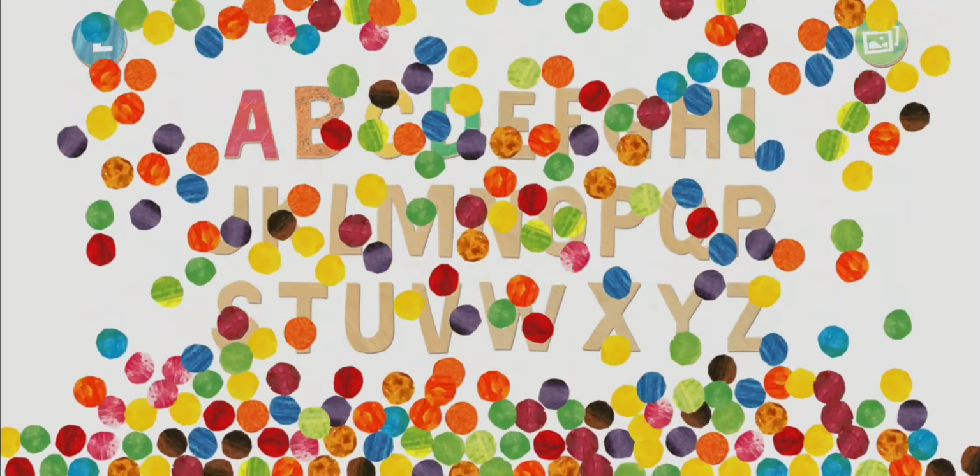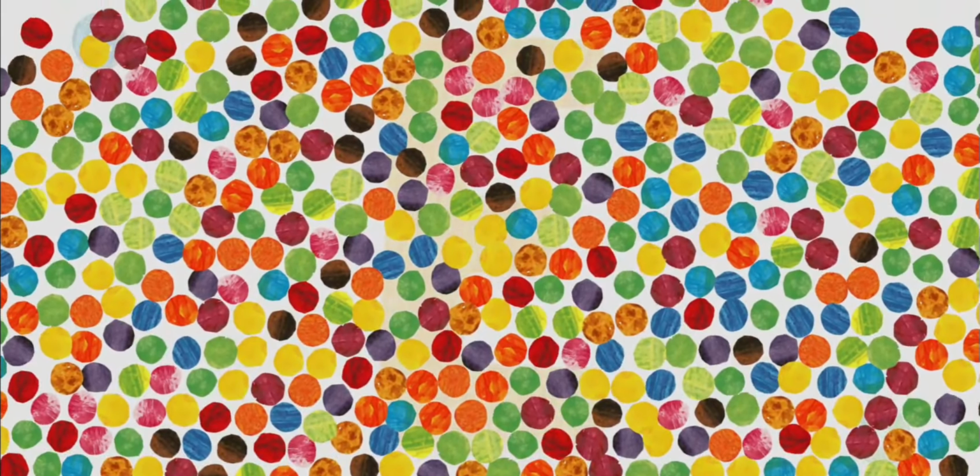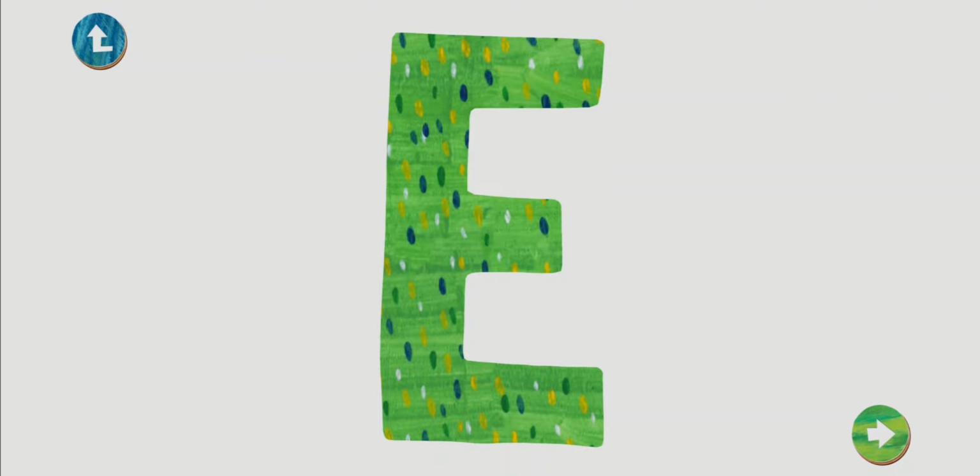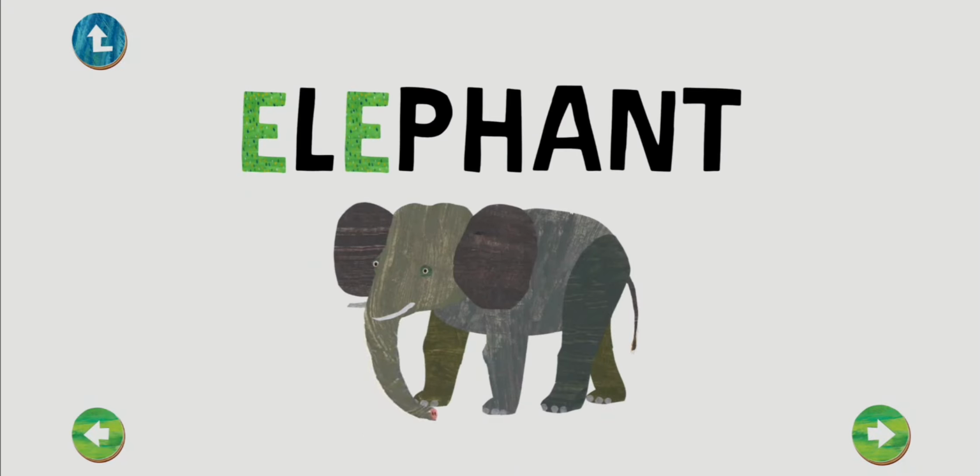E. This is the letter E. E makes the sound E. E. E is for elephant.